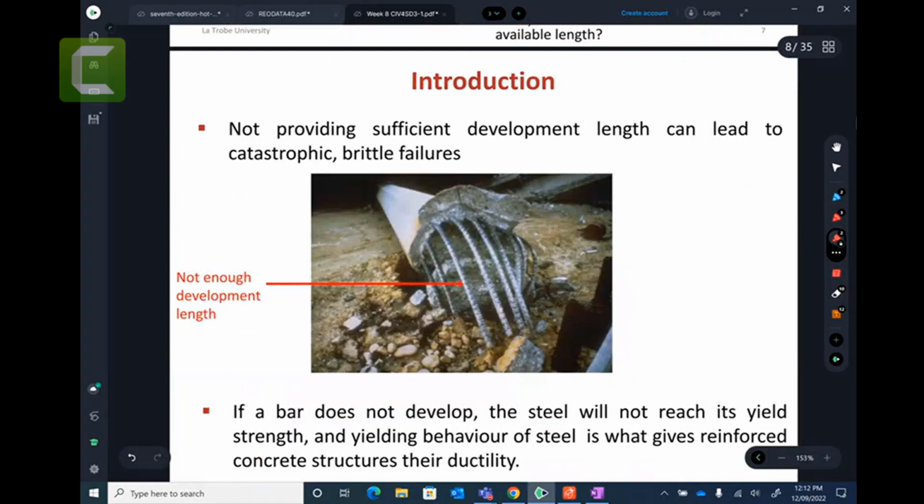Now, if you don't provide enough development length, this will happen. It will pull out from the connection. You can see there is not enough development length. Not providing sufficient development length can lead to a catastrophic and brittle failure. So the standard doesn't like it. It is a brittle failure. As I mentioned, brittle failure is not desirable.